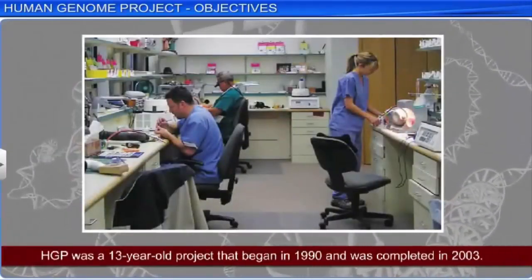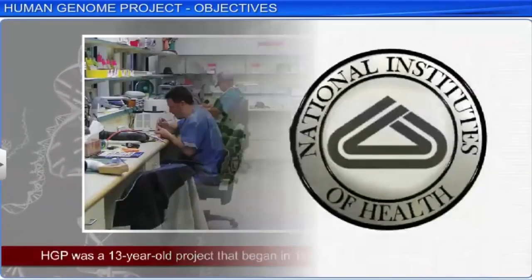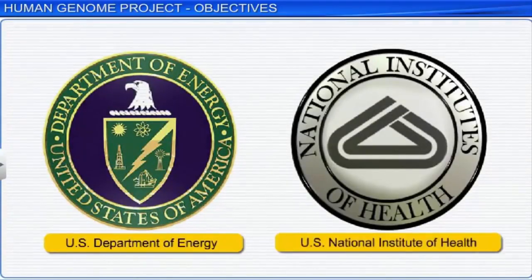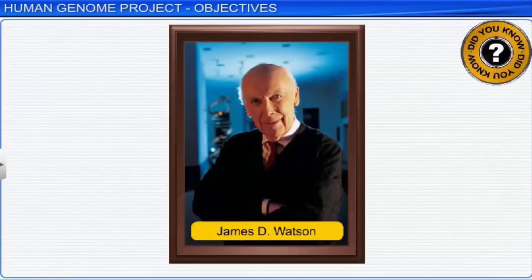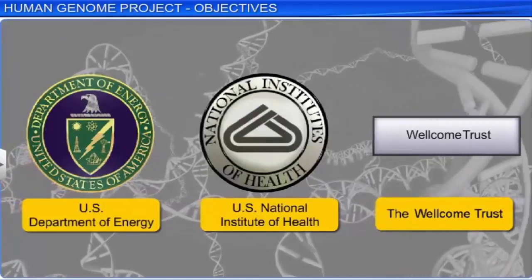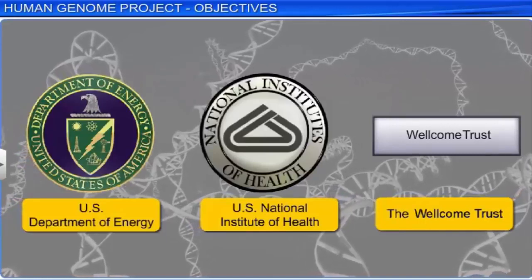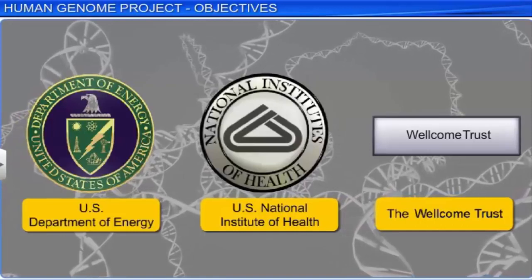The HGP was a 13-year project that began in 1990 and was completed in 2003. It was coordinated by the U.S. Department of Energy and the U.S. National Institutes of Health. Did you know that initially it was James D. Watson, one of the co-discoverers of the double helix structure of DNA, who headed the project? However, in the initial years of the HGP, Wellcome Trust of the UK became a major partner, though more contributions arrived from countries such as Japan, France, Germany, and China, to name a few.